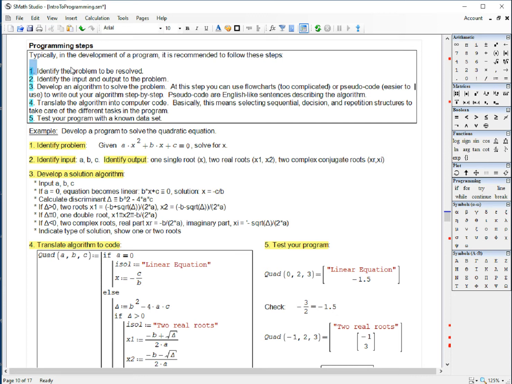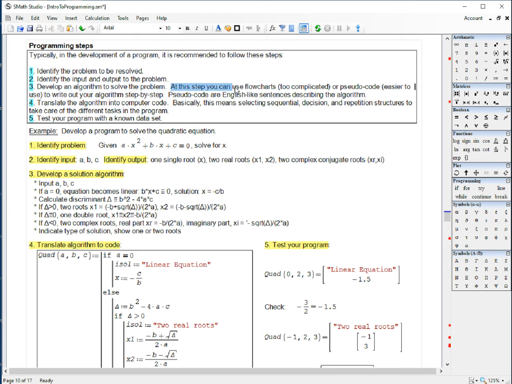First one, you need to identify the problem to be resolved. You need to know what you're trying to get out of the program. Second, identify the values that are going to be the input as well as the output of that solution. Third, develop an algorithm to solve the problem. An algorithm is basically a step-by-step process of operations, decisions, or loops that you're going to use to solve your problem.